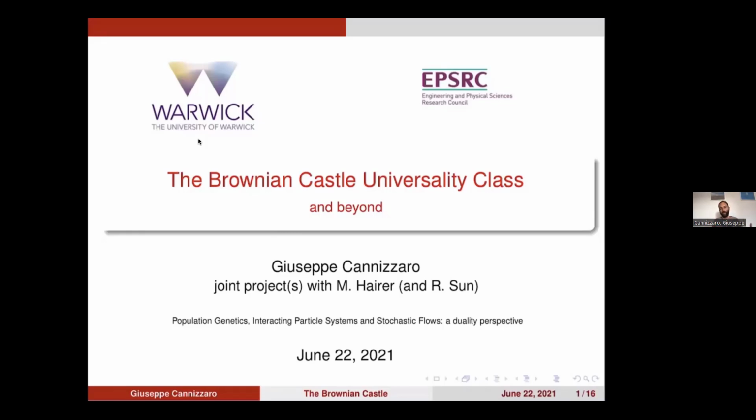And even though the motivation and the topic, so this Brownian Castle, which is a stochastic process, comes from quite far away from the topic of the conference, actually the construction of the process itself is very close to many of the things which have been seen, and I think that a lot of interesting connections can be drawn. So let me start with the motivation.